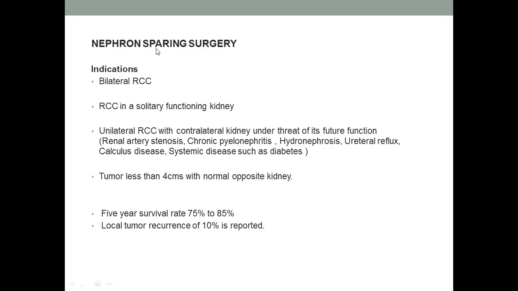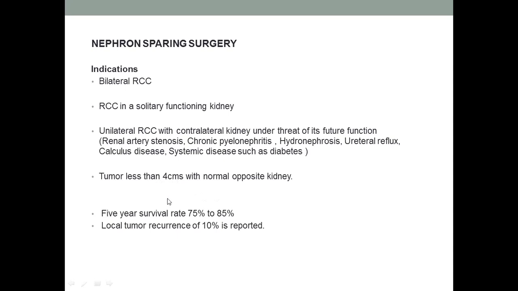Nephron sparing surgery is another option. That means we preserve the kidney. We do not take out the whole kidney, and it's indicated when there is bilateral RCC or a solitary functioning kidney, or unilateral RCC with a contralateral kidney which is not likely to be good in the future, like in patients with renal artery stenosis, pyelonephritis, hydronephrosis, reflux disease, calculus disease, and patients with diabetes. Or the tumor is less than 4 centimeters with a normal opposite kidney.